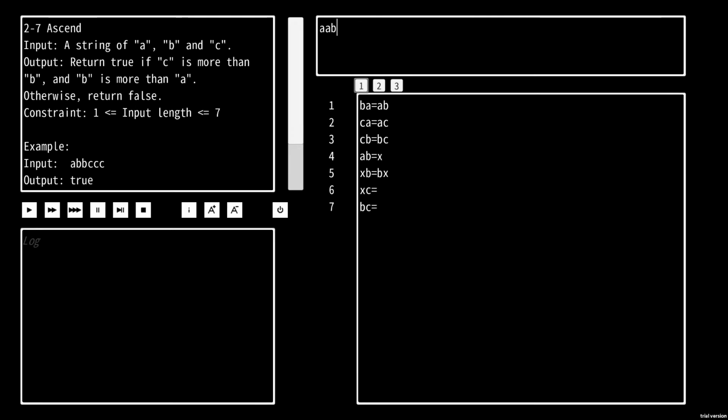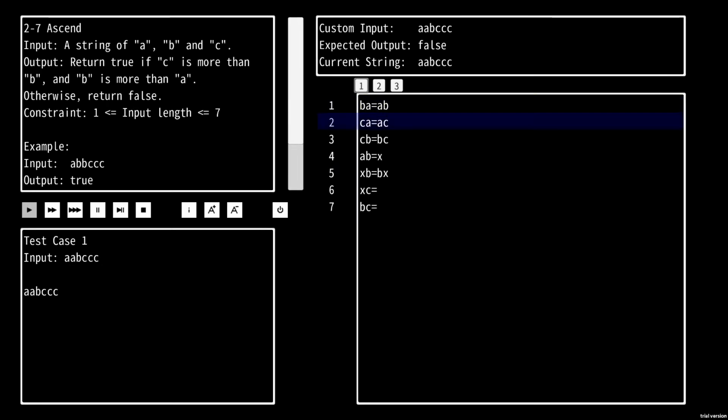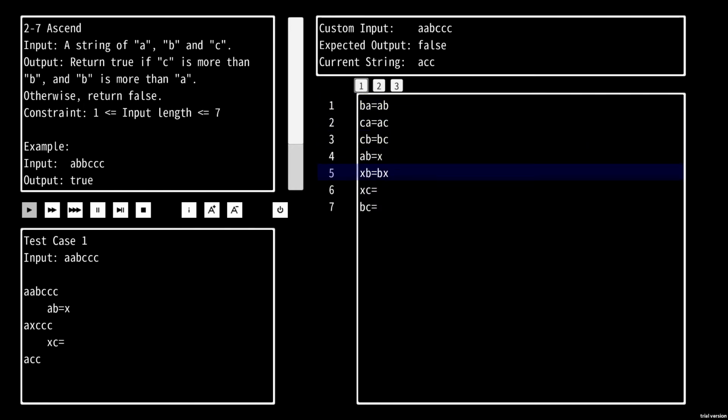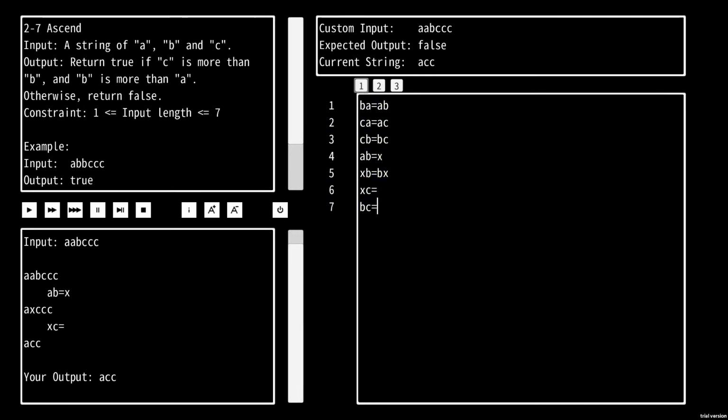So let's just try AABCCC real quick. It's going to do that, and then it's going to do kind of nothing. So this should be simplified all the way. If I have an A, that means A is greater than C.